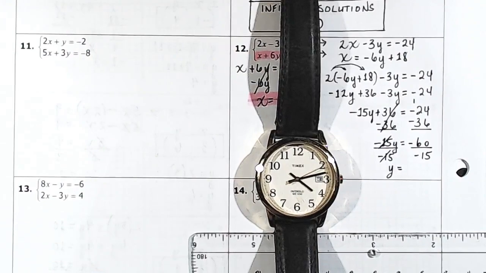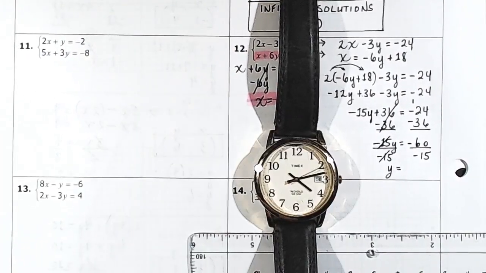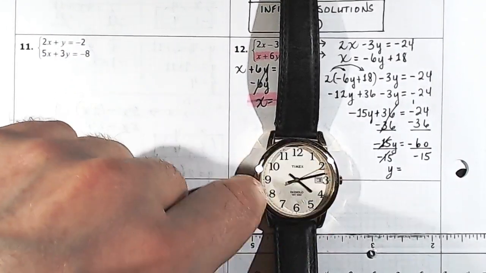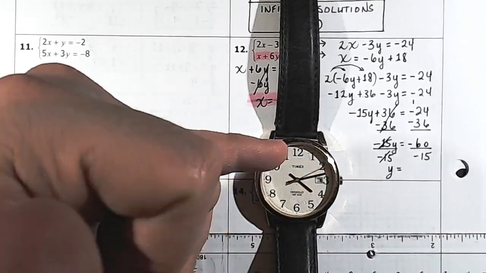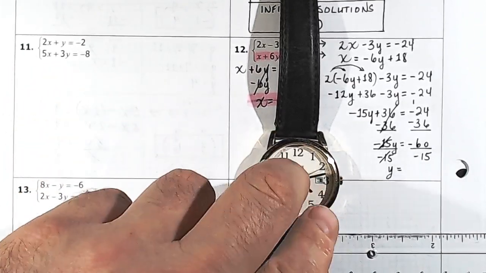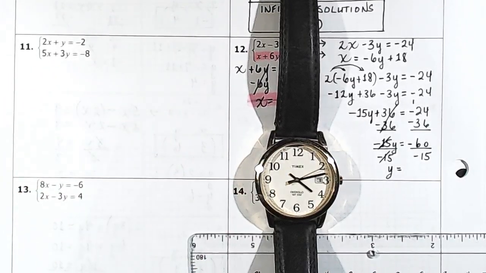See a watch? The watch is broken. But the watch has 60 minutes in it, right? If you cut it into 4 pie slices, each pie slice is worth 15. So if I divide 60 by 15, it's 4. See what I'm saying?